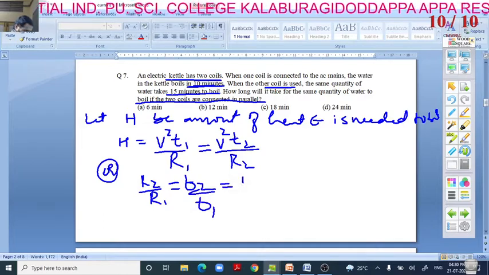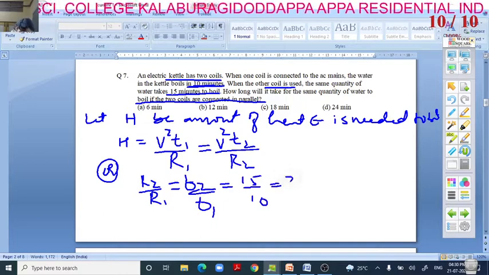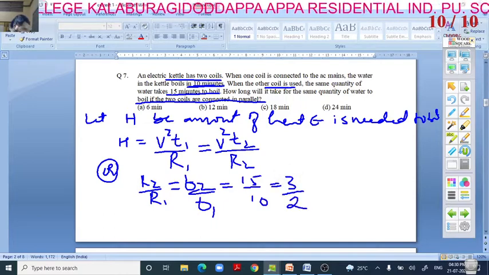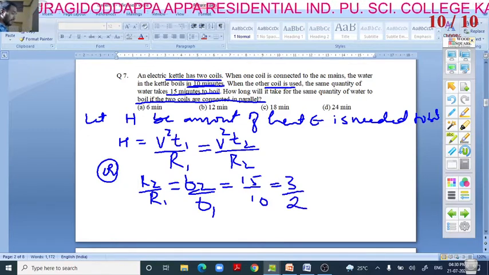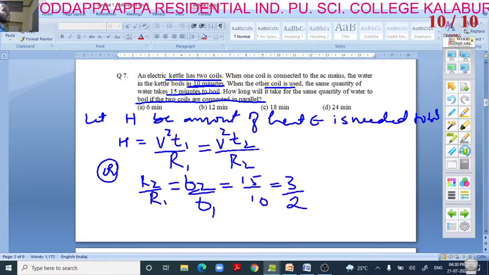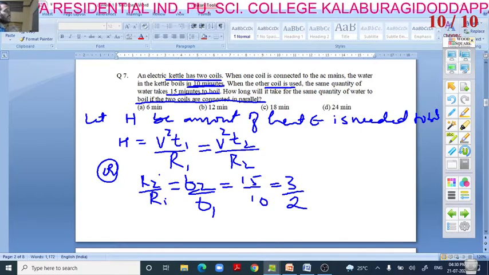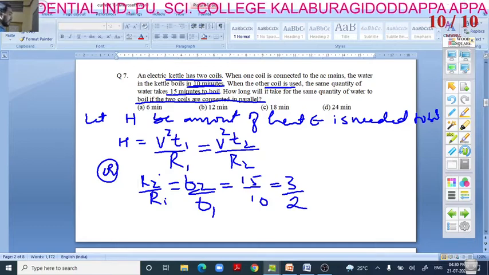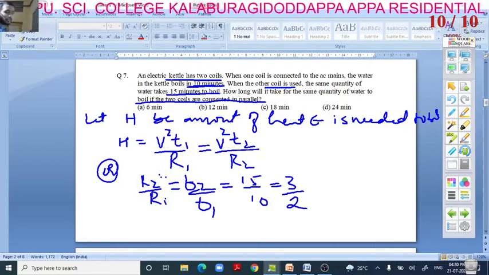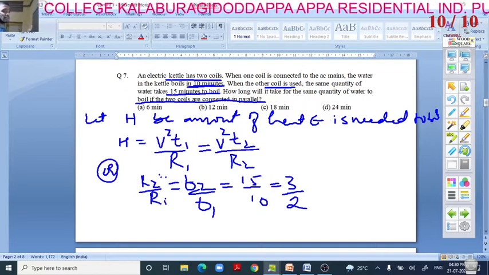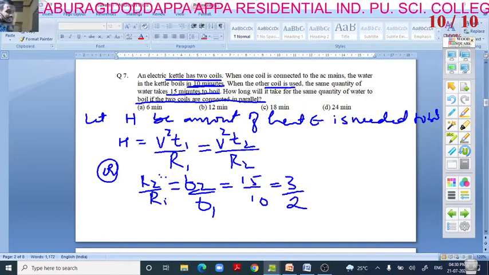Substituting the values, 15 divided by 10, that is equal to 3 divided by 2, right? For the first coil 10 minutes, for the second coil 15 minutes, and the coils have individual resistances, so R2 by R1 is equal to 3 by 2 we got. Now I will connect both the coils in parallel. Now we will see how much time it takes.